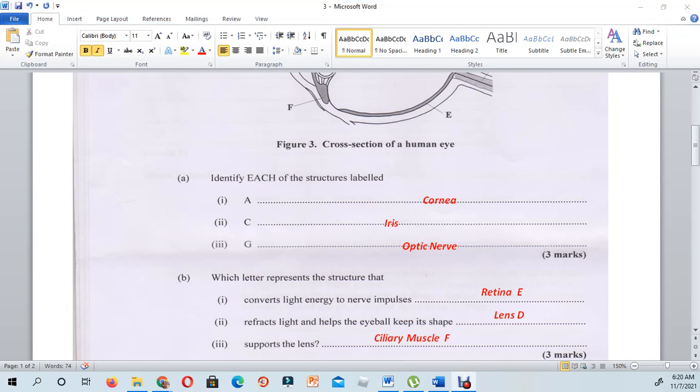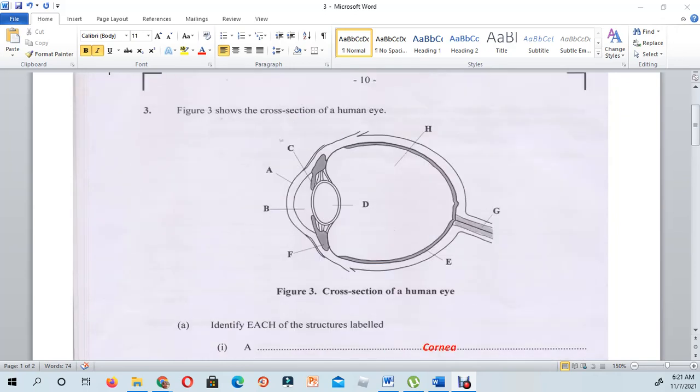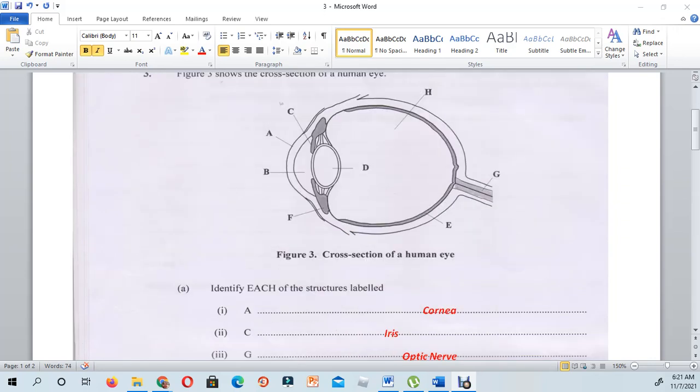Now we'll be looking at question 3, 2008, paper 2. This question has to do with the human eyes. Label diagram there. So the first question, A: identify each of the structures labeled. Cornea, that will be A. So that's the front of the eye there. C, that will be the iris, properly labeled there. And G is what is known as the optic nerve.